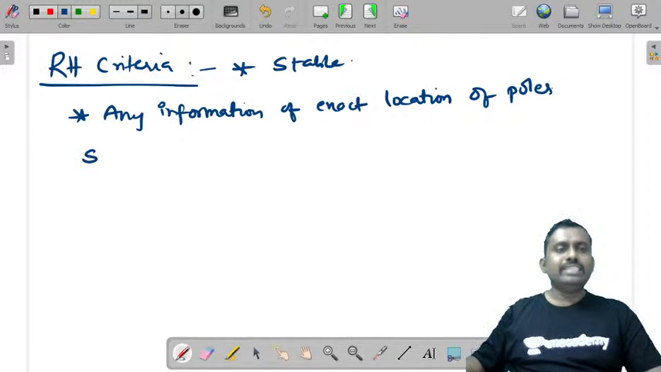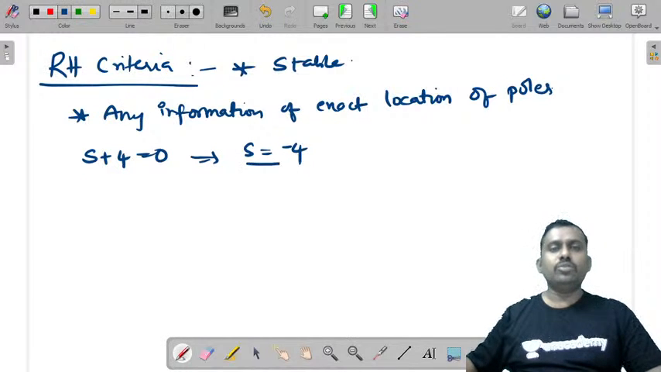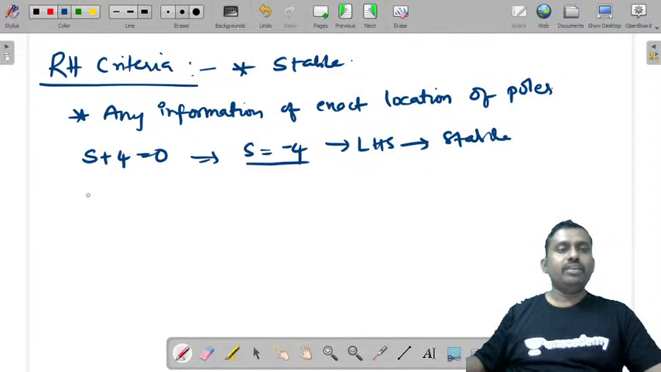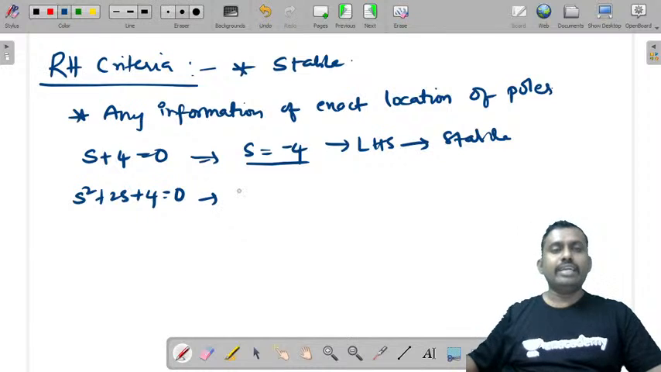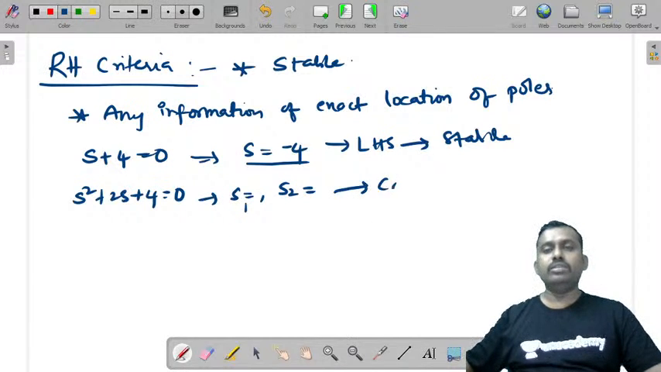Because, let's say we have s plus 4 is equal to 0. You can directly tell s is equal to minus 4 is a root which is on the left half of the s plane, and the system is a stable system if the denominator is s plus 4. Now if you have, let's say, s square plus 2s plus 4 is equal to 0, you can directly find s1 and s2 and comment on the stability of the system.